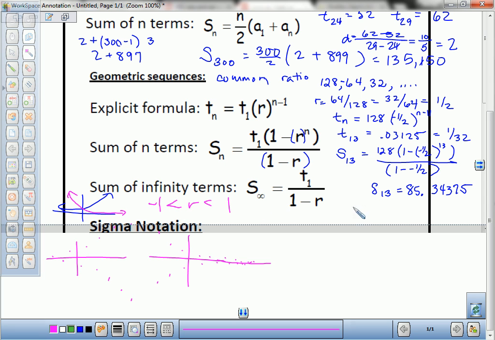Alright, so for the sum of an infinite number of terms, if this is our sequence, it's 128, and it would be 1 minus r, which we changed to negative 1/2 just a moment ago. So it would be 128 divided by 1.5.